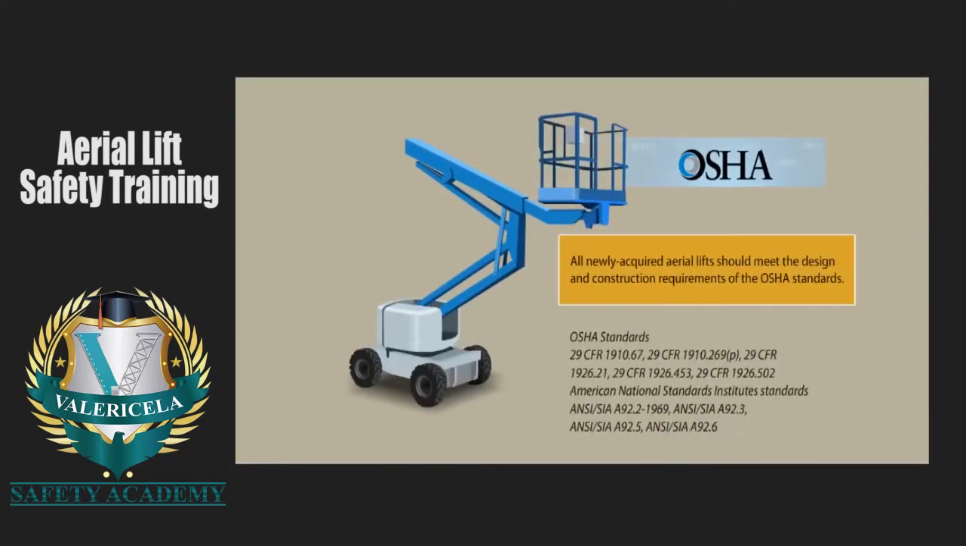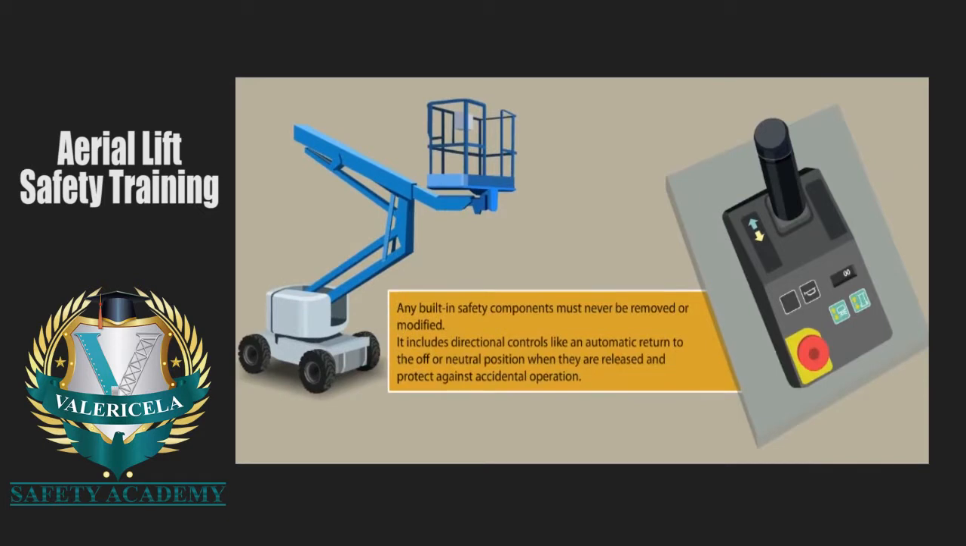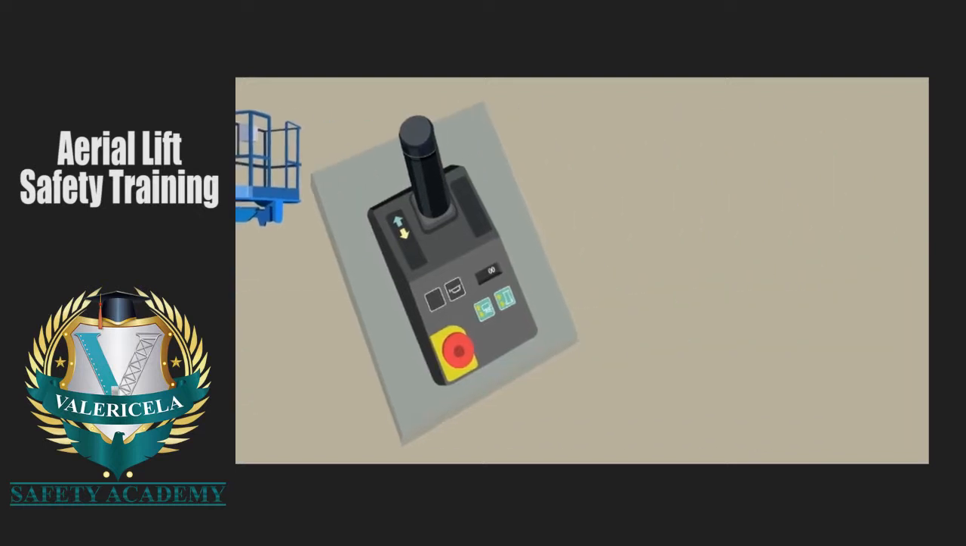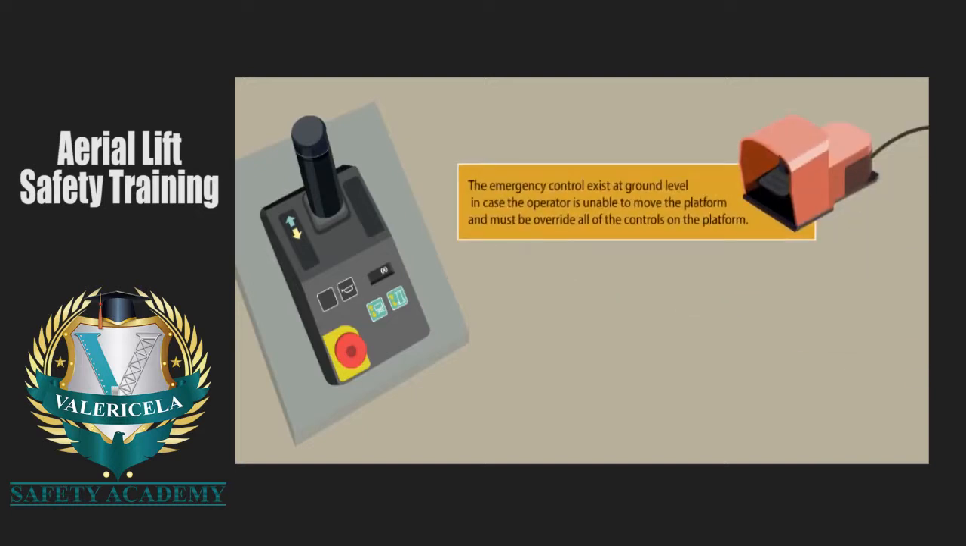All newly acquired aerial lifts should meet the design and construction requirements of the OSHA standards. Any built-in safety components must never be removed or modified. It includes directional controls like an automatic return to the off or neutral position when they are released and protect against accidental operation. Any override control must be continuously activated for the rest of the controls to work. This control automatically shuts off when it is released. The emergency control exists at ground level in case the operator is unable to move the platform and must override all of the controls on the platform.